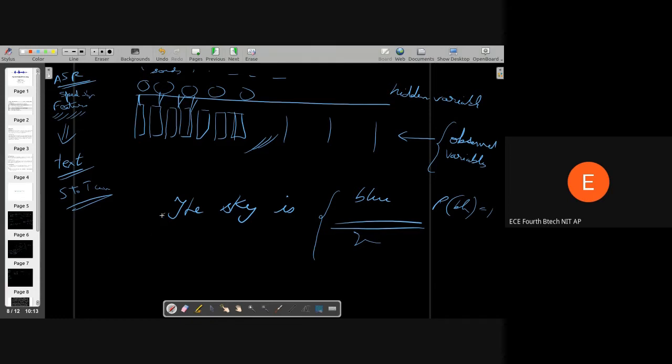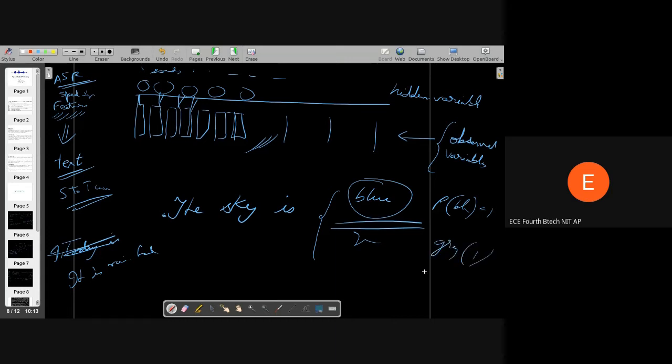However, let's put it, today it is raining today. The skies, now what will happen? Now blue's probability becomes much less. Most probably gray will come up as a high probability.